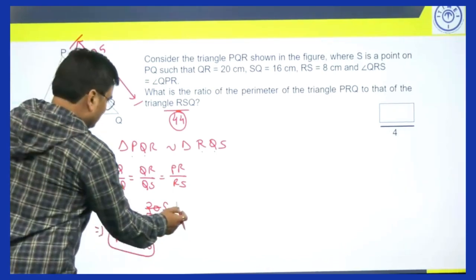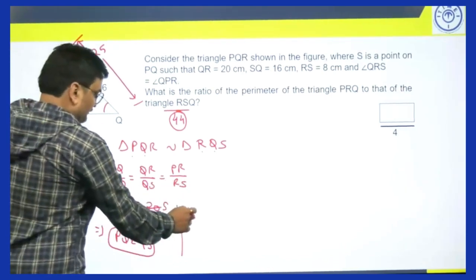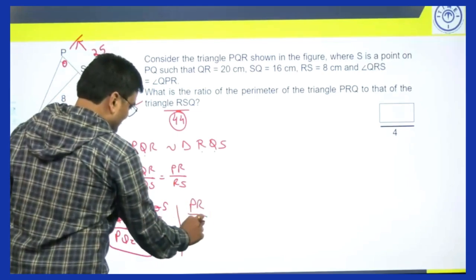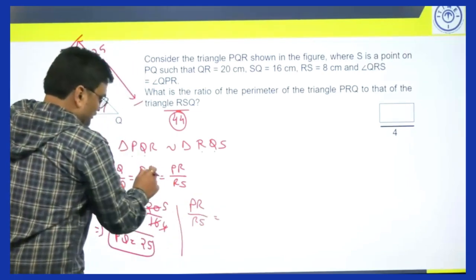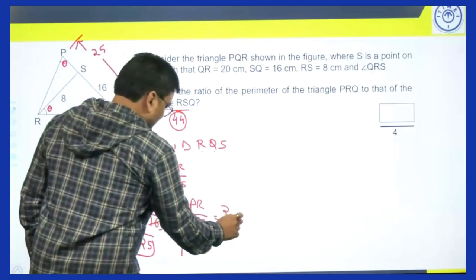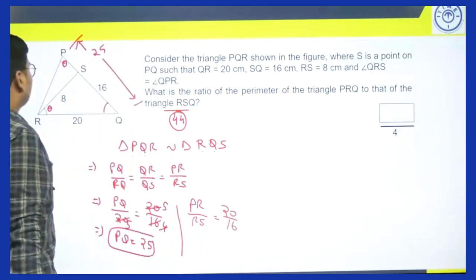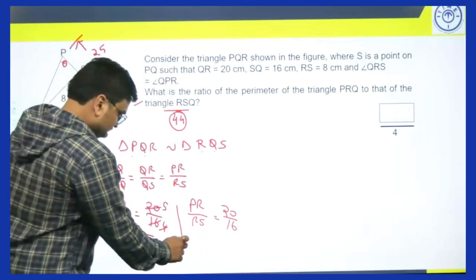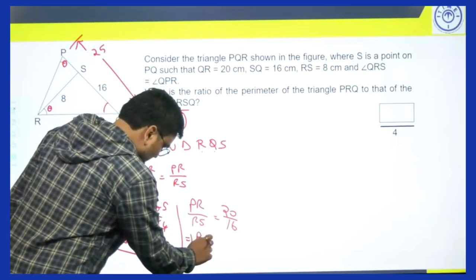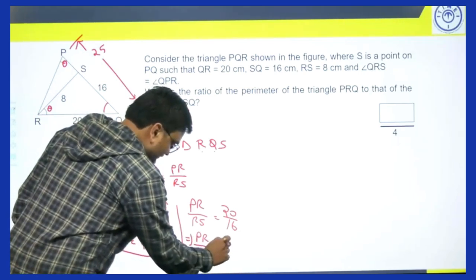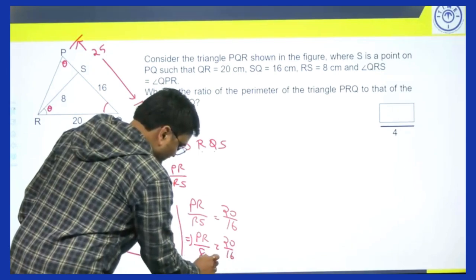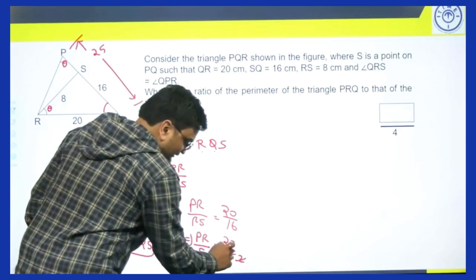Not just that, look at this now. We want PR also. So for that I will use PR by RS will be equal to QR by QS, which is 20 by 16. And how much is RS? RS is 8. PR by 8 will be equal to 20 by 16. So 8 goes 2 times into 16, and PR will be 10.